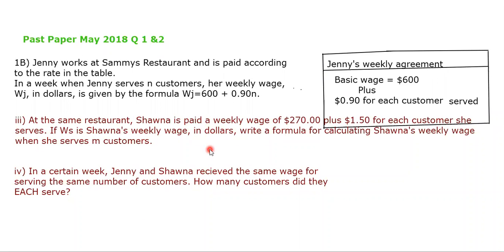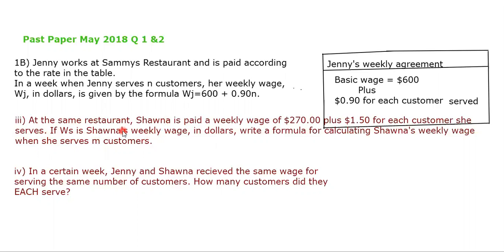Now, anytime you're working out a question or writing an equation for a question, you'll always have to think about what you're given. So first, what is the basic wage? $270, right? What is the amount for each customer? $1.50. Good. Now, in order to get the weekly wage, what do you have to do? According to the question, $270 plus that amount for each customer. And what is the symbol that symbolizes the customers? M, because it says she serves M customers. That's the amount of customers.